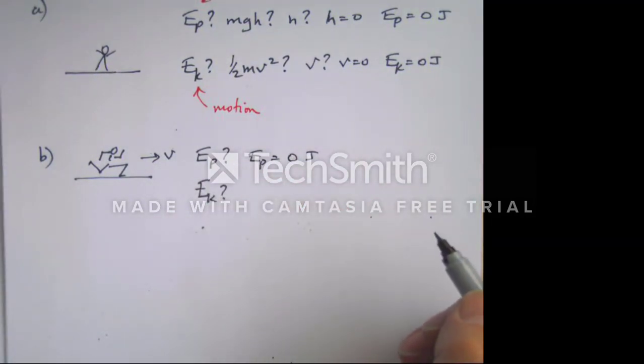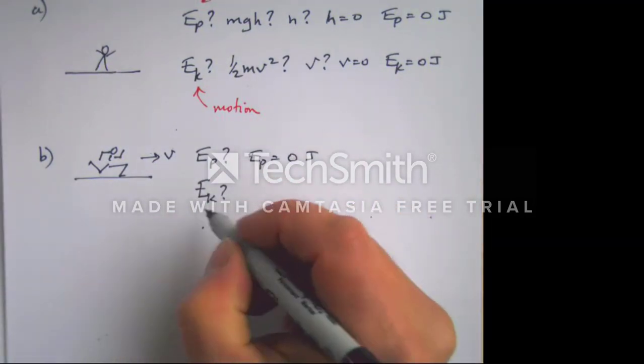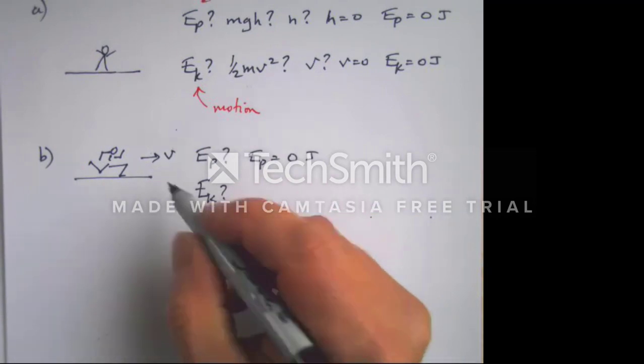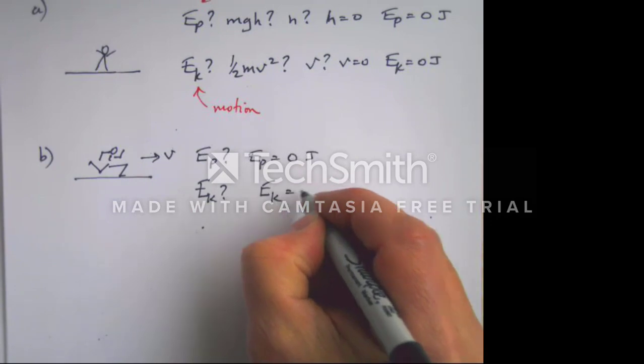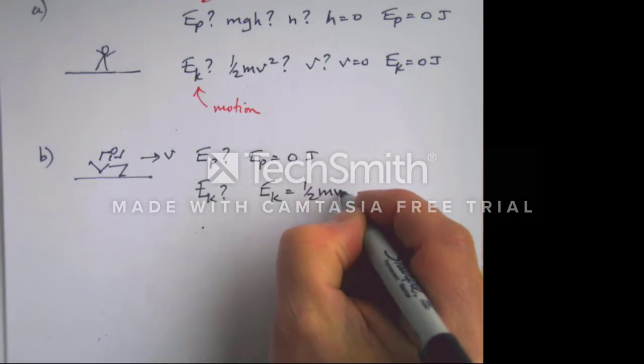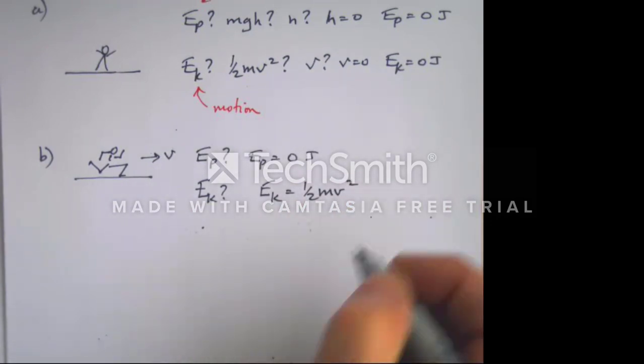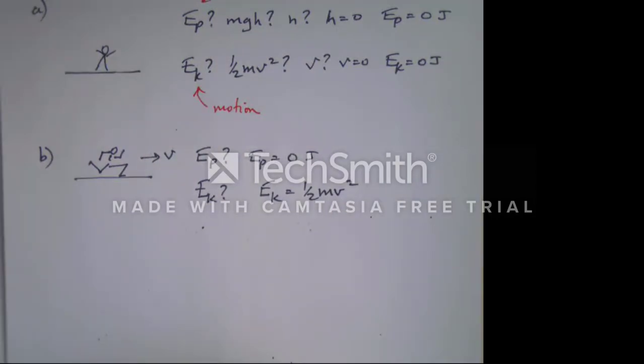If there's any kinetic energy, that means there's motion, and there is motion, as we can see right there, and so we will end up saying that our kinetic energy equals 1/2 mv squared, and maybe we can measure that velocity and that mass and find some value for it.